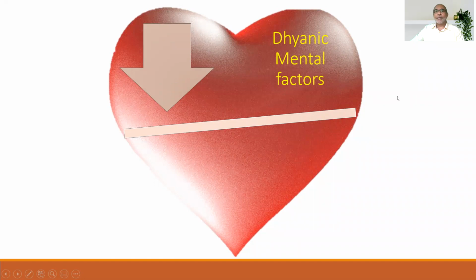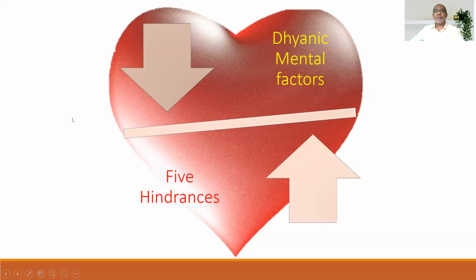Okay, that word dhyana is Sanskrit. Jhana is Pali. And you can use either of them, jhana or dhyana. There are five mental factors representing that absorption state. And they will be on the rise when you suppress the five hindrances from your mind. So the rise of five jhanic mental factors will occur when suppression of five hindrances takes place.